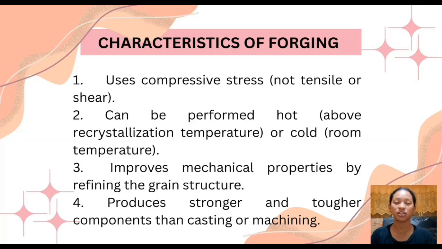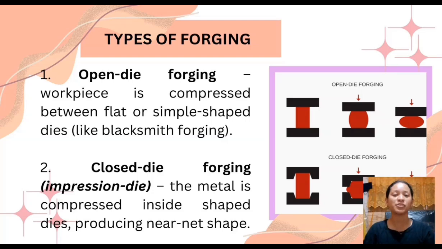So, in short, forging relies on compressive forces that can be done hot or cold, and it also improves grain structure and makes parts stronger and tougher than other manufacturing. Now we're done with the characteristics, and let's move forward with the types of forging. First, we have open die forging.